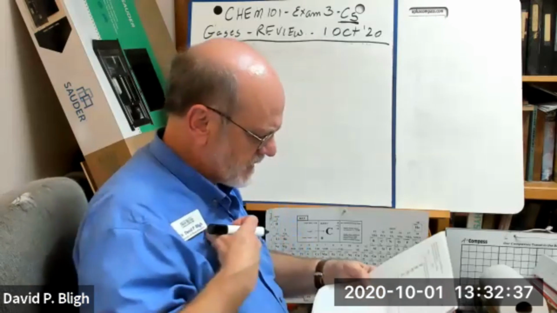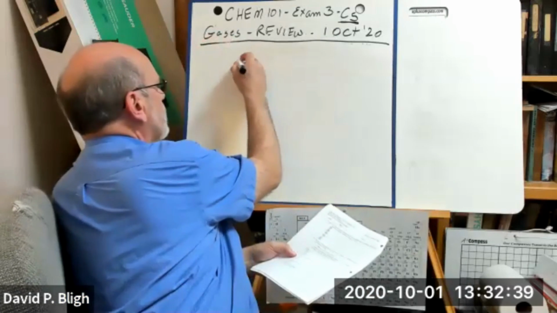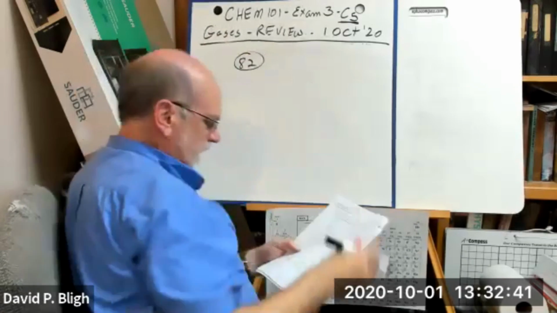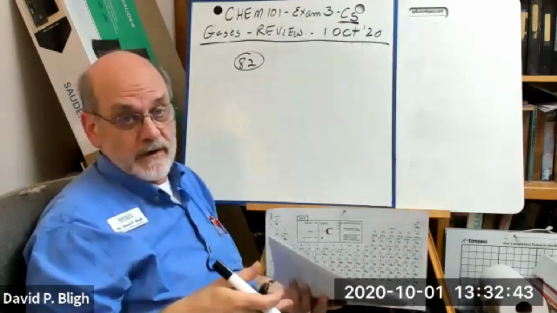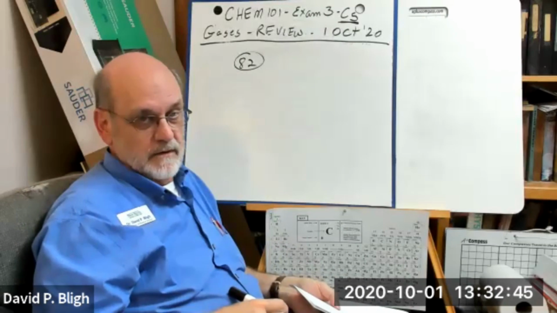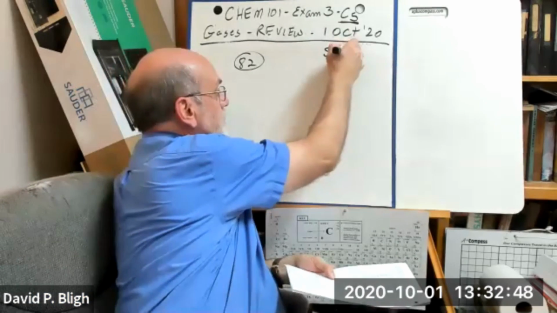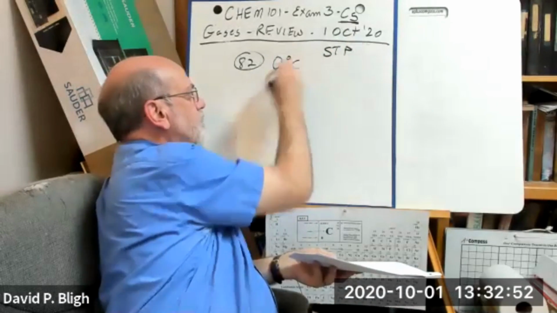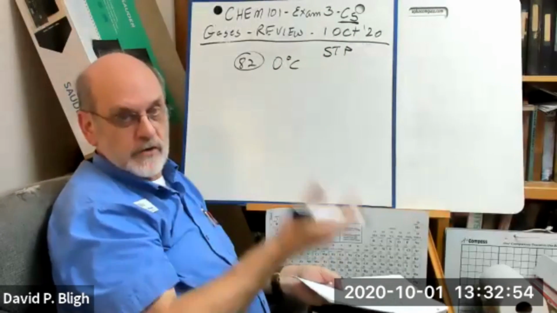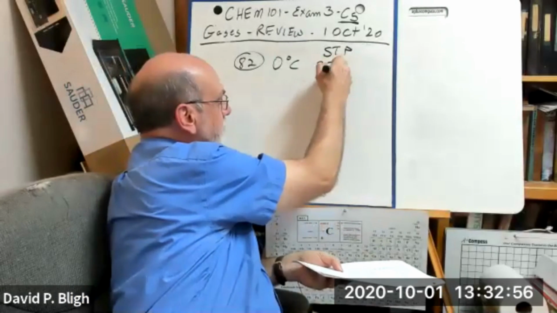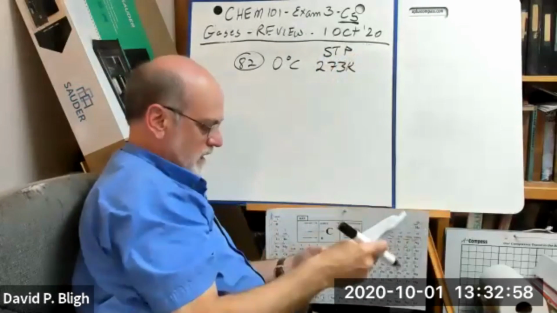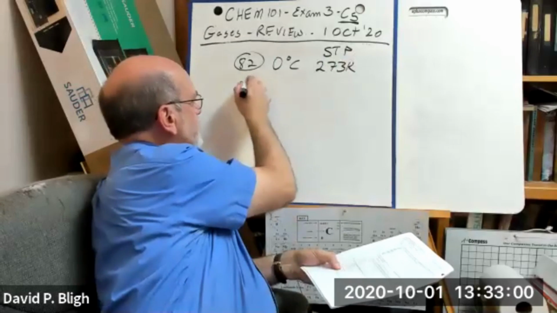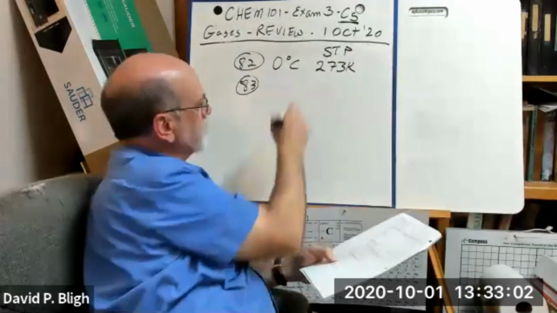Let me get a couple of these out of the way. They're real quick. 82. What's the standard temperature for a gas? Right, when we say STP, standard temperature and pressure, standard temperature for a gas is 0 degrees centigrade, which would be 273 K. And then the standard pressure, which is 83, is 1 atmosphere.